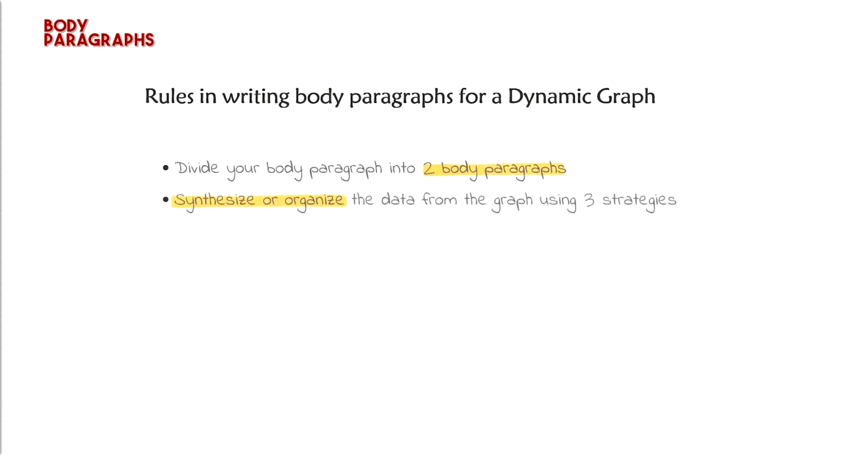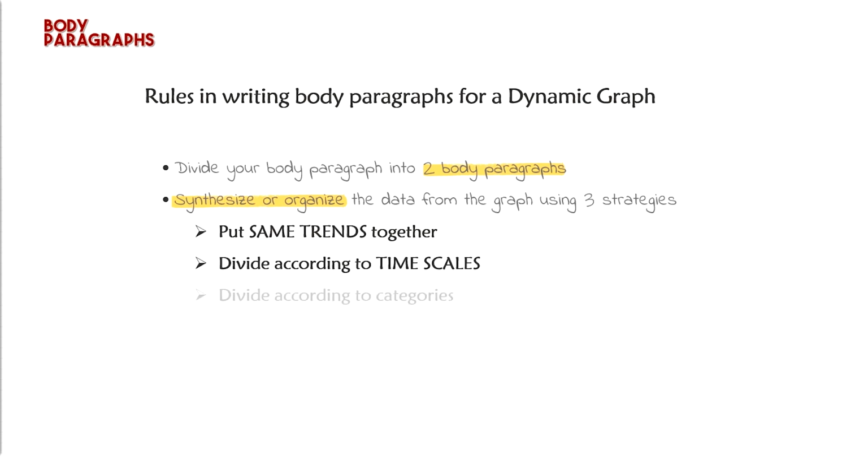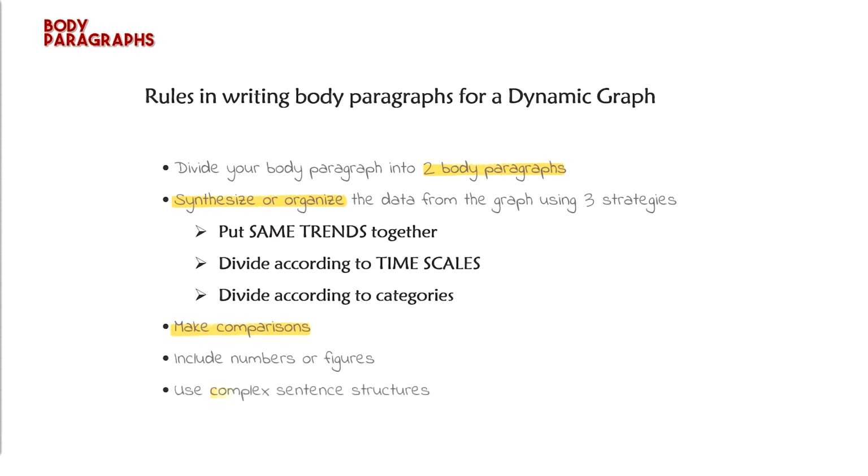Moreover, for the body paragraphs, we have to divide it into two body paragraphs. To organize the data in the given graphs, we can use three strategies, but you have to identify which strategy is the most suitable for you. You can put same trends together, divide according to time scales, or divide according to categories. You also have to make comparisons to use complex sentence structures easily.